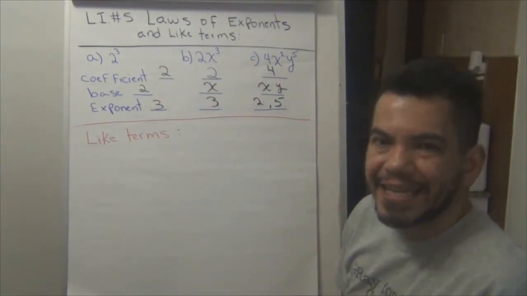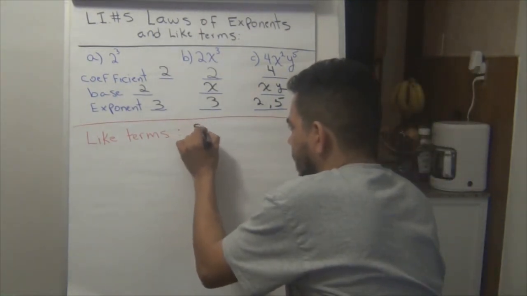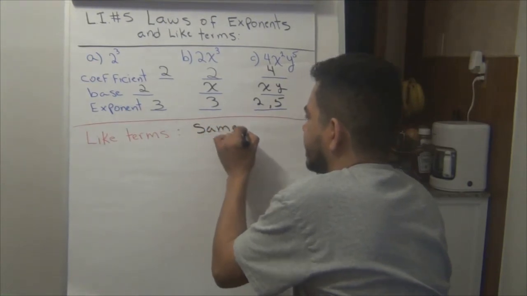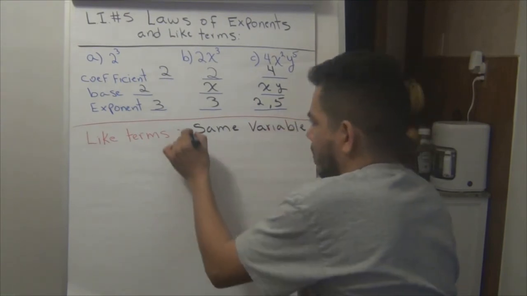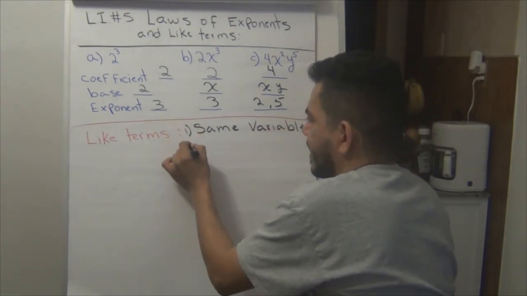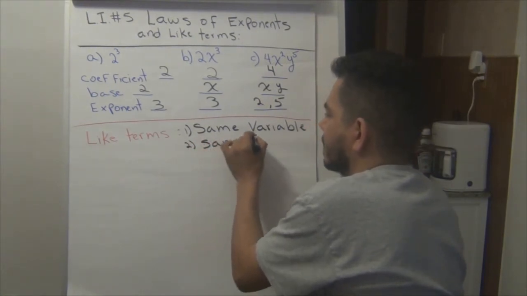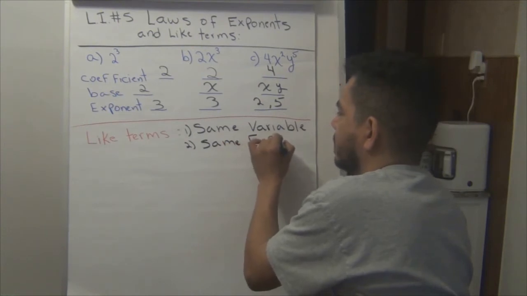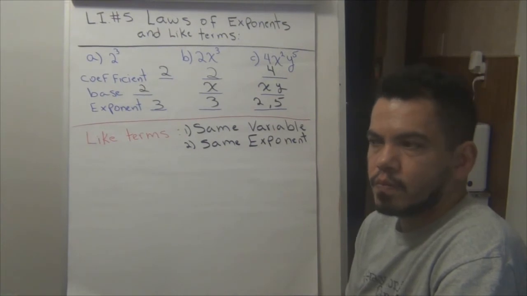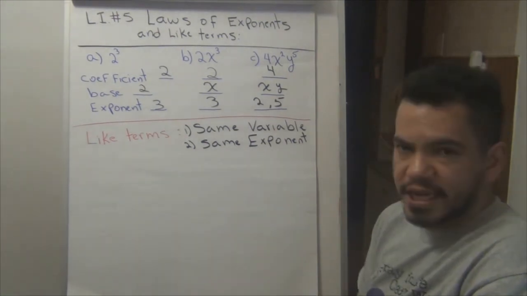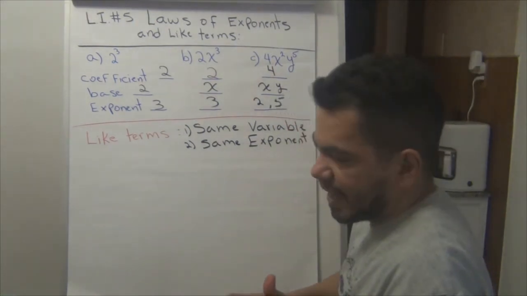Let us take a look at like terms. What are like terms? Like terms are terms that have the same variable, okay, and they must have the same exponent. Good, you're taking notes. Okay, so now let's take a look at some examples of like terms.